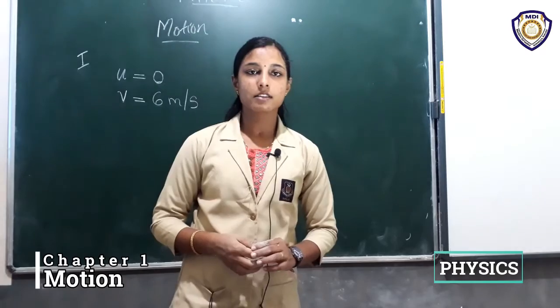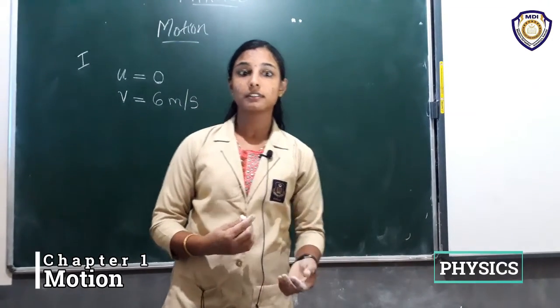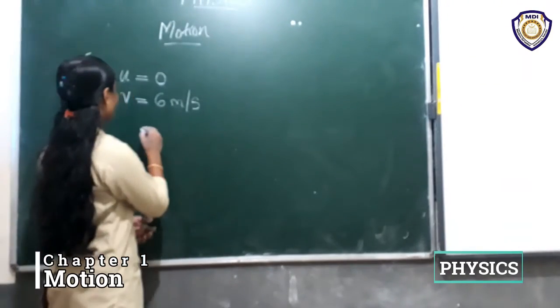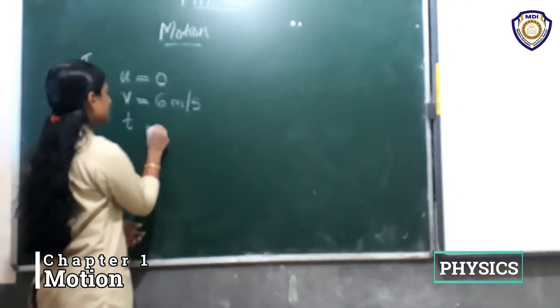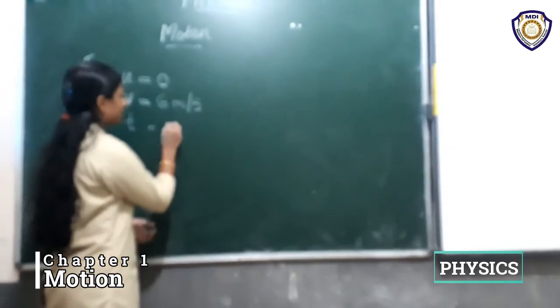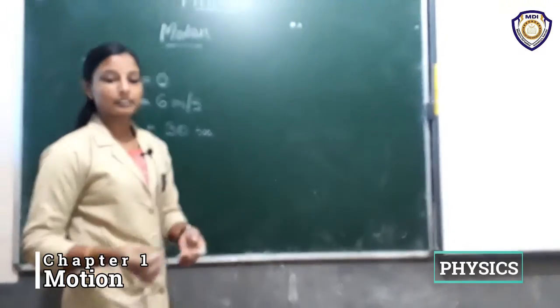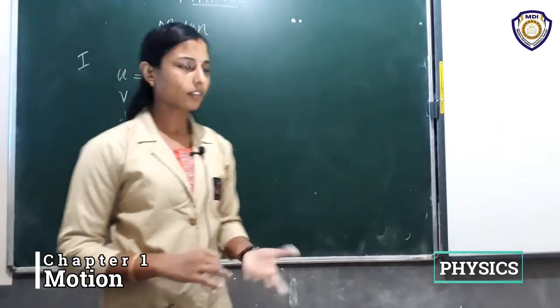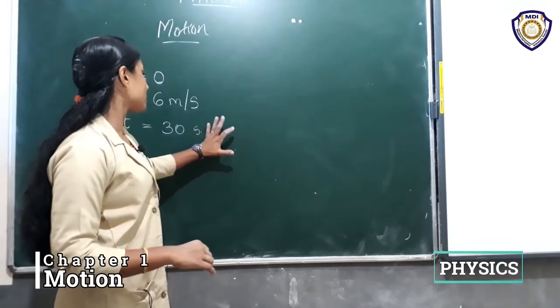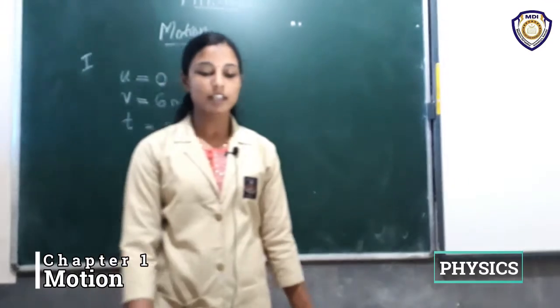That he attains in what time? Within a time of 30 seconds. So what is the time taken to attain this from 0 to 6 meters per second? This 30 seconds, we can just give S for seconds. It takes 30 seconds.